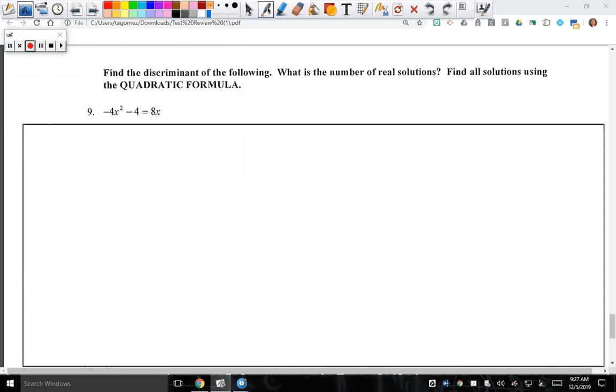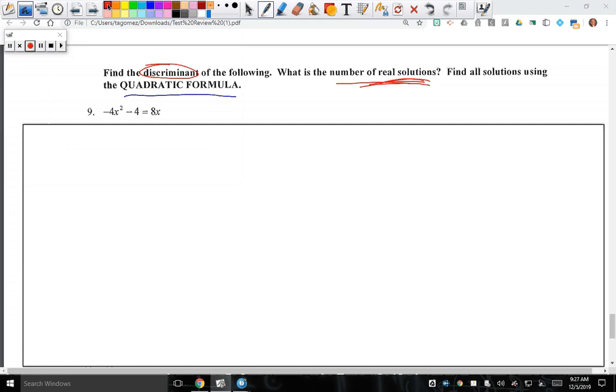All right, so number 9 on the non-calculator portion is looking at using the discriminant to find the following. What are the number of real solutions that I will have? Find all the solutions, then, using the quadratic formula. So again, some people will use this, a lot of people won't. I think it's very beneficial because it saves you time, and if you're good at it with speed, you're going to do it anyway.